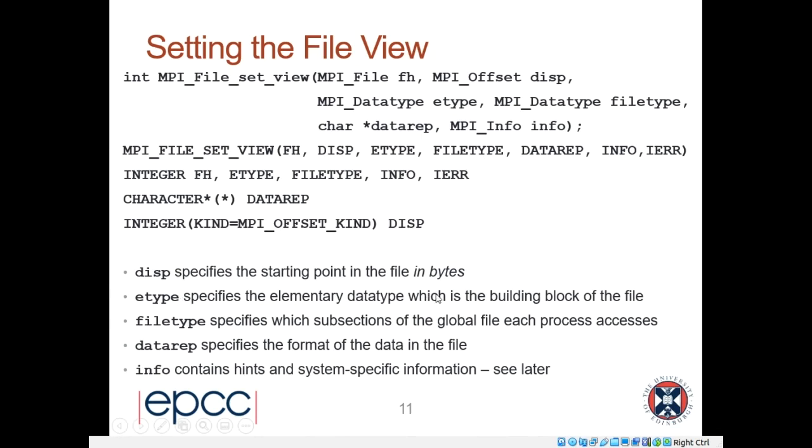The etype specifies the elementary data type, which is the building block of the file, which for us might be double precision numbers. The file type is this MPI data type, which says which portion of the file you own. That's the important one. Data rep specifies the format of the data, and there's an info for hints, but we'll not use that. We'll just use MPI info null. So the important one here is really the file type. The etype is just what the file is made of, which will be MPI doubles, for example. The file type is the key one, which says I'm interested in these pieces of the file, not the whole file.